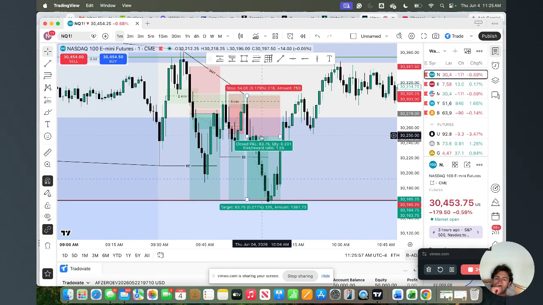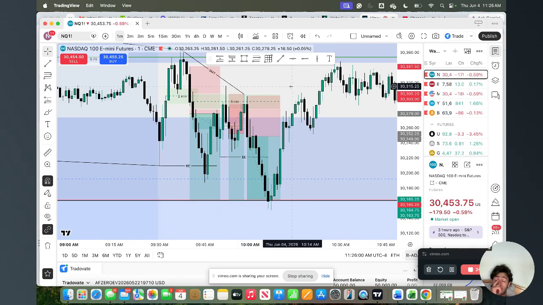So, yep, that was the trade. The 3 trades of the day. If you took trades 1 and 3, you know what you're doing. Trade 2, you just need a little bit more technical analysis.